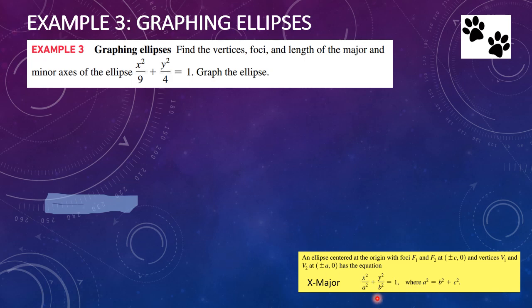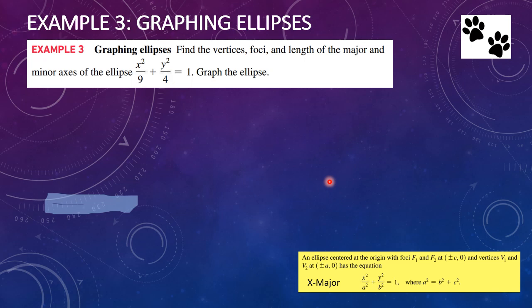So when we look at this problem, find the vertices, foci, and length of the major and minor axis of x squared over 9 plus y squared over 4 equals 1. What we first have to understand is, is this an x-axis or a y-axis major axis problem? And remember that a is greater than b, so we can see that it's x squared over a plus y squared over b, which is indeed an x major axis.